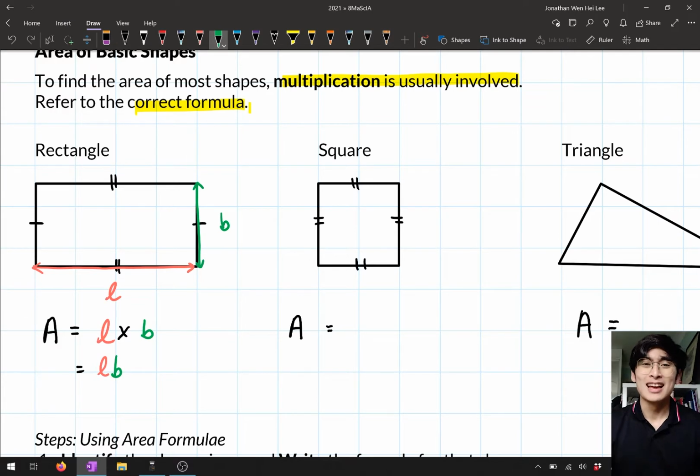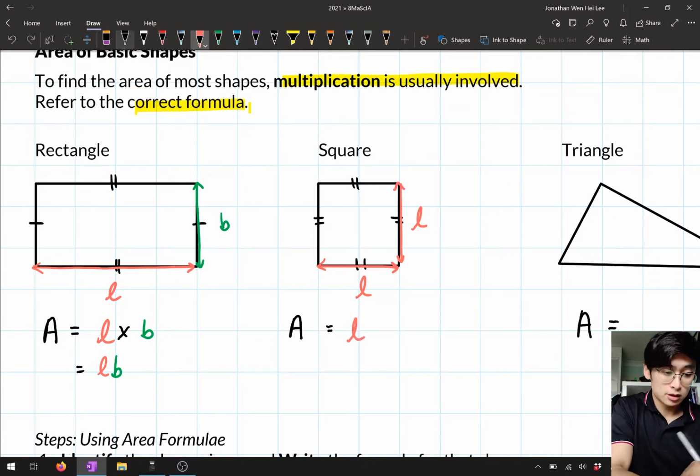Okay. The next one is a square. Now a square is just a special rectangle, so we can actually use our formula for a rectangle for our square. But here, because it's a square, all of the side lengths are the same. This one here is going to be the same length as this one here. So if one of them is called L, for example, the other one is also going to be called L. So when I find the area of my square, that's just going to be L times L.